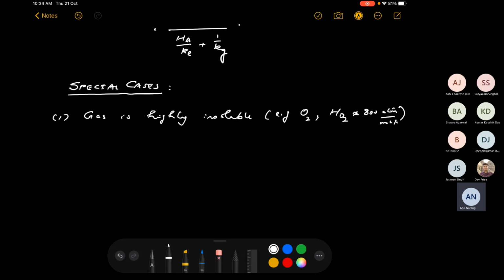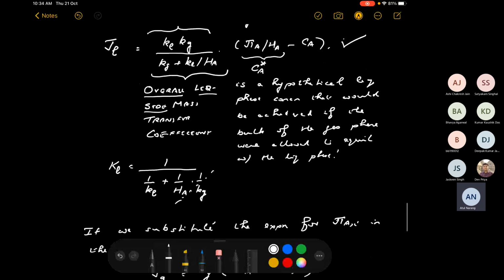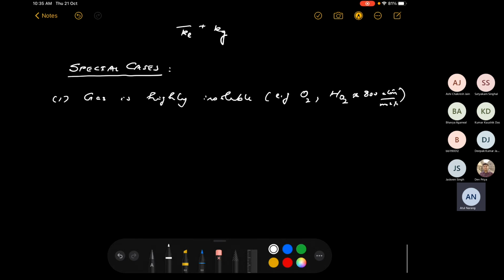So if H is very large, we just discovered that capital KL becomes almost equal to small kL. Let me repeat that expression: KL is equal to 1 divided by 1 over kL plus, what was it?